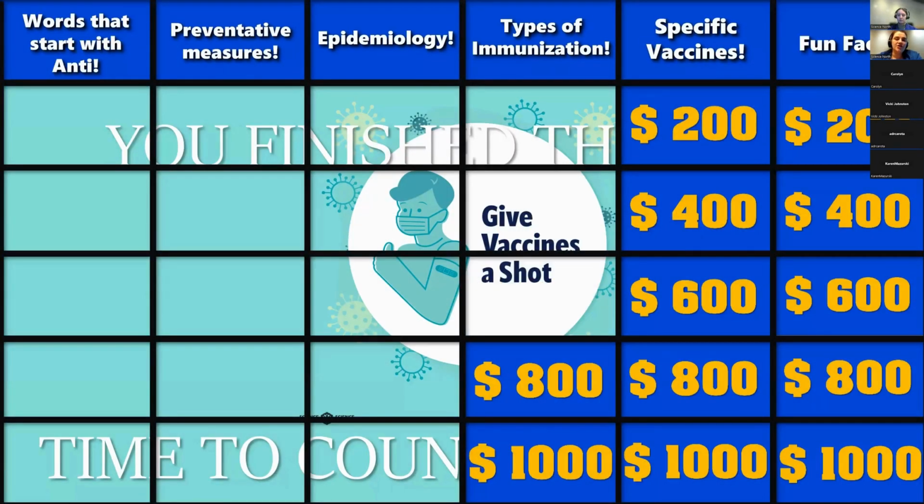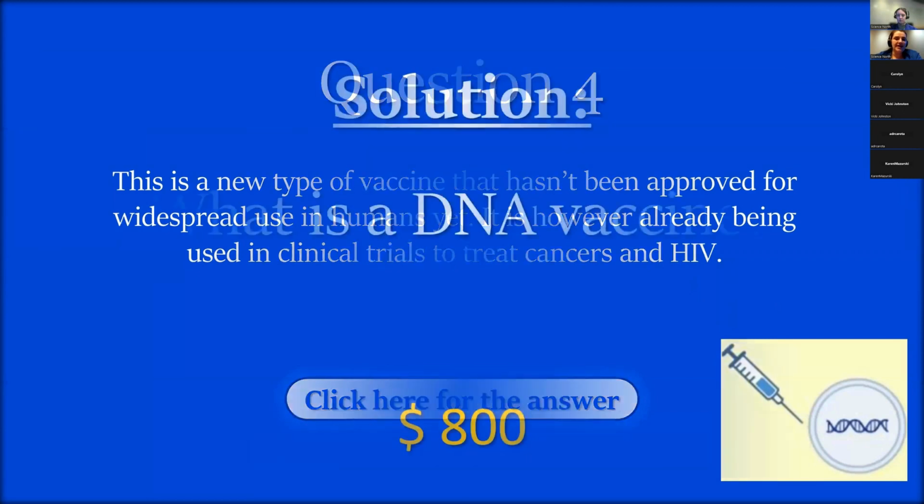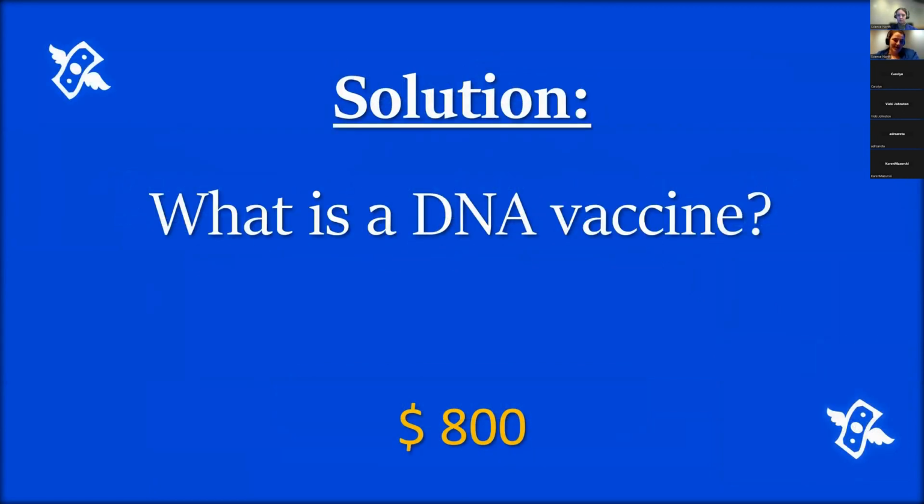For our $800 type of immunization question, this is a new type of vaccine that hasn't yet been approved for widespread use in humans yet, but it is being used in clinical trials to treat cancers and HIV. If you answered, what is a DNA vaccine? Absolutely, congratulations. Give yourselves $800 for that question.